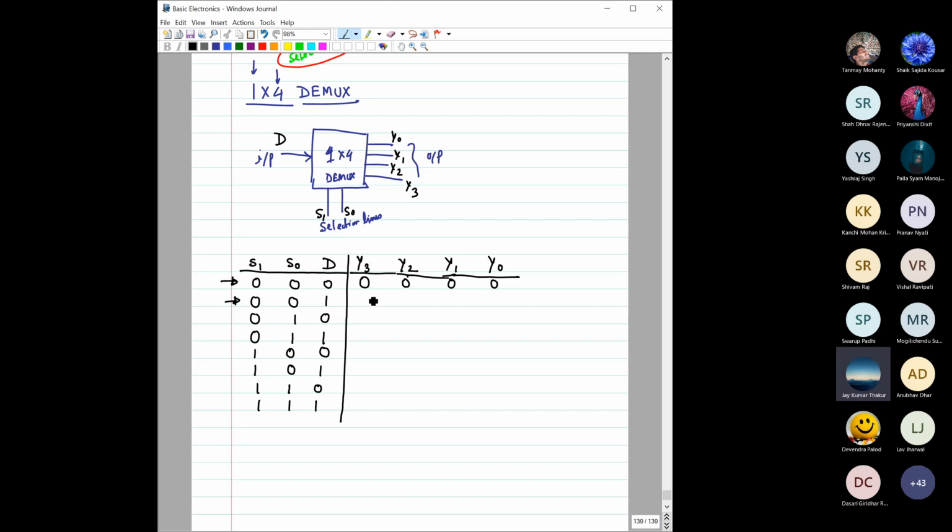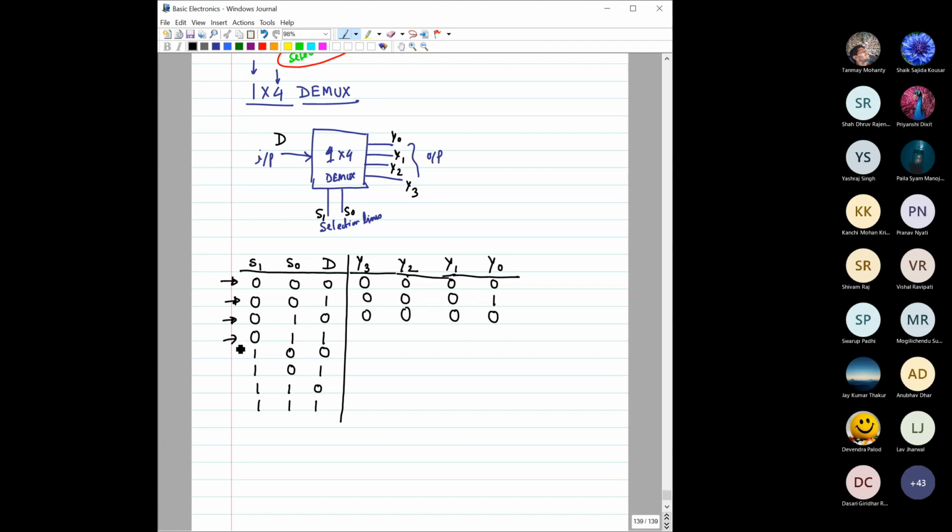Sir, Y0 would be 1. Very good. What about the third case? Sir, all 0. Because here the data is 0. When the data is 0, whatever passes to the output will be 0 only. So you can clearly write that it will be all zeros only.